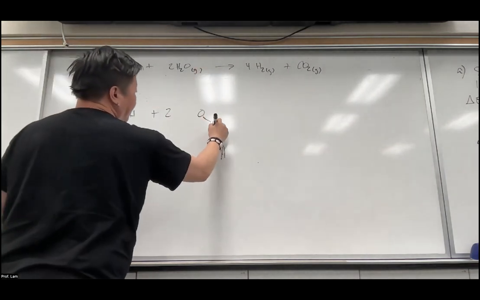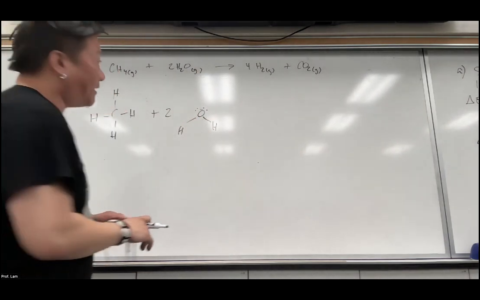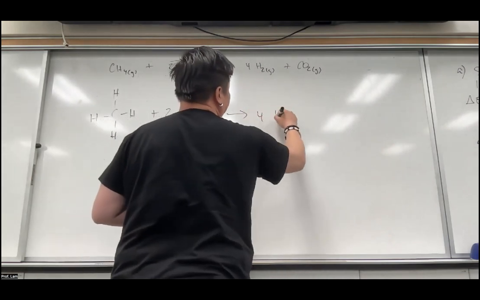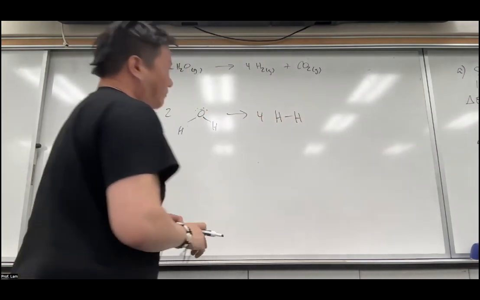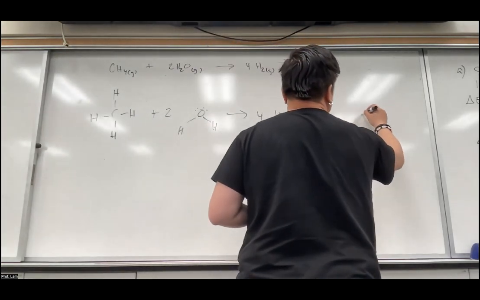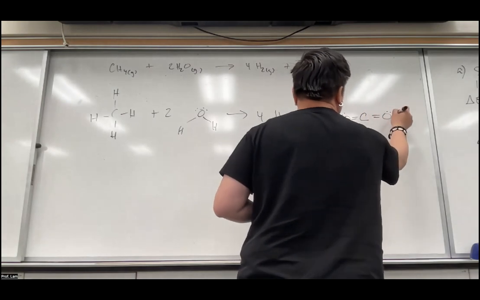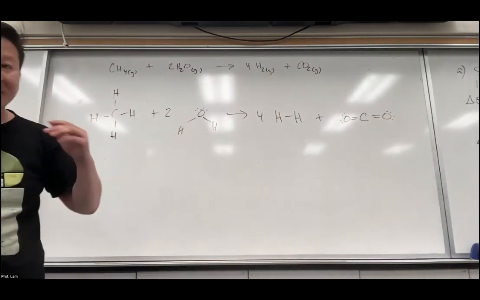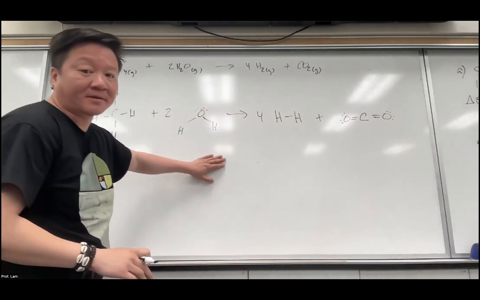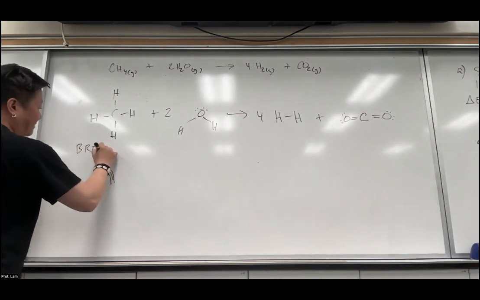Water is going to be like that, right? And there's 2 of them, right? And then 4 H2, so 4 H2, right? That's easy. And then CO2, 1 CO2. Carbon's in the middle, got double bonds to the oxygen. Each oxygen has 2 lone pairs. So as you can see, always start out with the Lewis structure, right? Okay. And then do your break and make table.